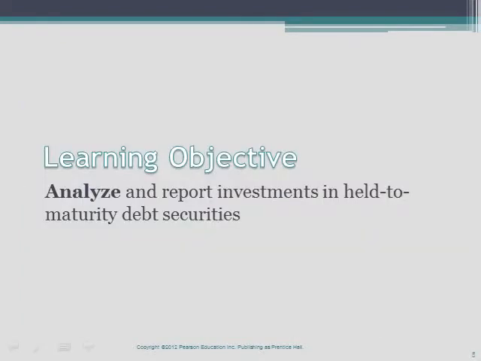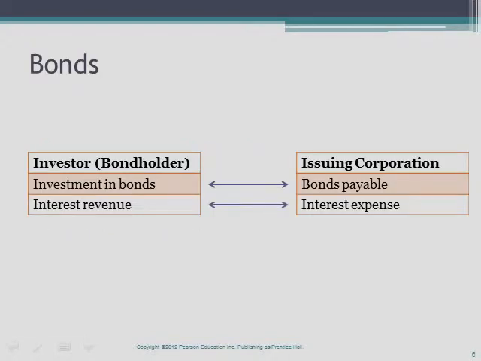Next, we want to talk about how to analyze and report investments that are considered held-to-maturity debt securities. The major investors in bonds are financial institutions such as pension plans, mutual funds, and insurance companies. The relationship between the issuing corporation and the investor or bondholder may be diagrammed as seen here.